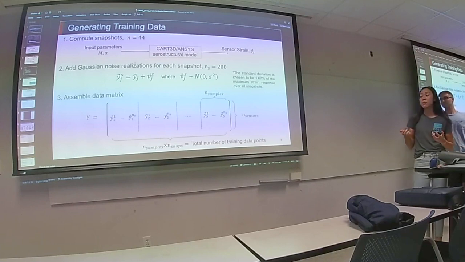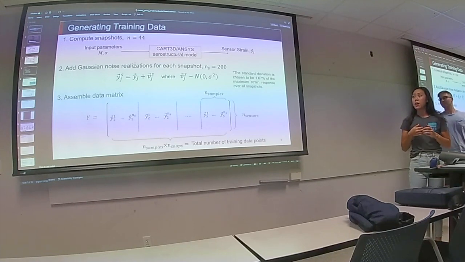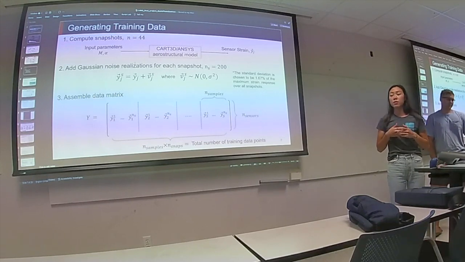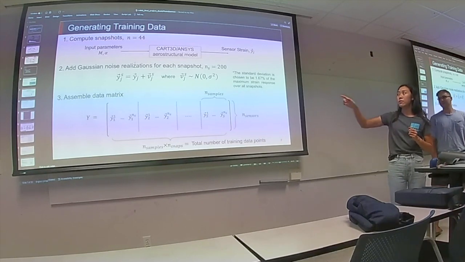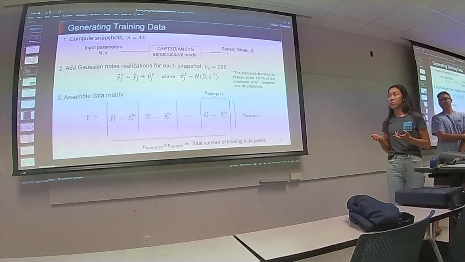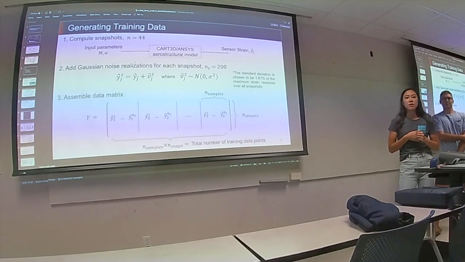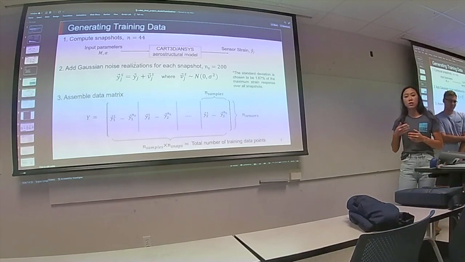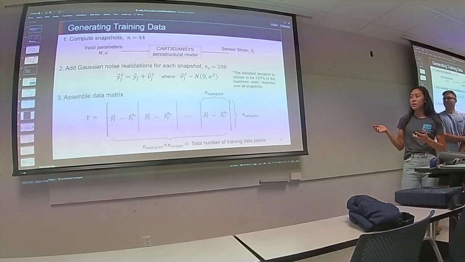And then for each of those snapshots, we can then add Gaussian noise. We're choosing 200 samples of Gaussian noise for each of those snapshots. And we choose the noise level, the standard deviation of the Gaussian noise, to be 1.67% of the maximum strain response over all of the snapshots. So that is a pretty pessimistic view of what the noise level actually would be. We're increasing the noise level to push our machine learning models to see how well they can do. Once all of that is done, we can assemble everything into a data matrix, and that's what we give to our machine learning models for training.